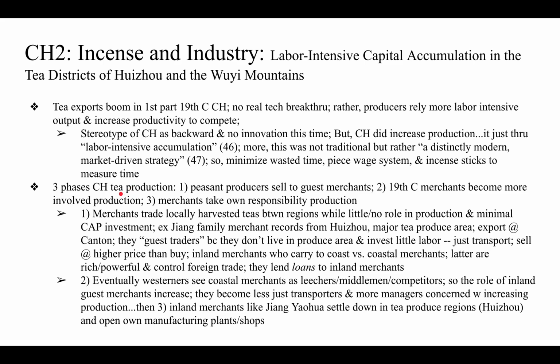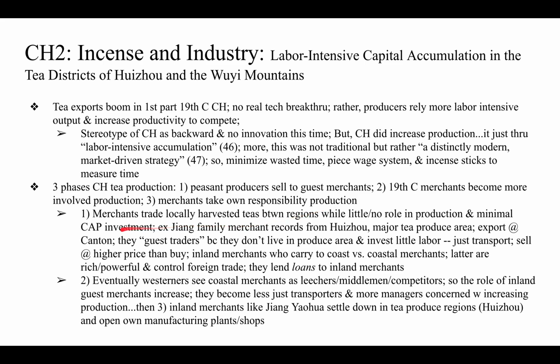Liu talks about 3 phases in Chinese tea production then. This is important for understanding how these subtle transformations in the industry took place. He's looking at 3 different time periods in production. So at first, peasant producers would sell to guest merchants. But then, in the second phase, in the 19th century, merchants became more involved in production. And then third, eventually merchants took over the responsibility of production entirely. So this is how the tea industry transformed throughout this time.